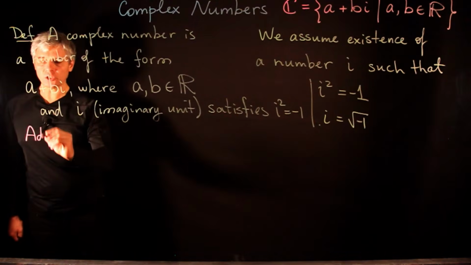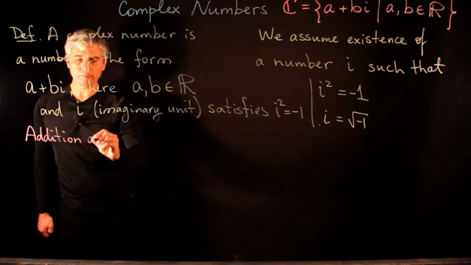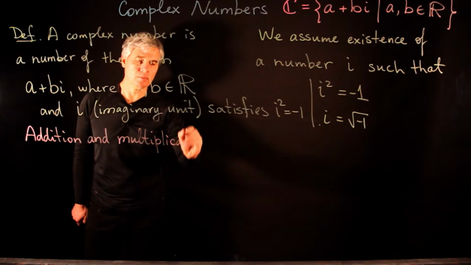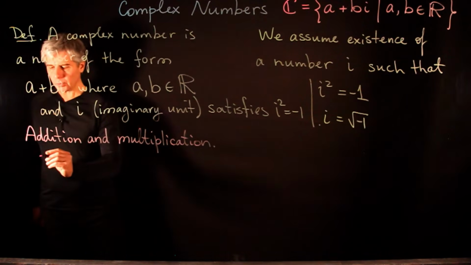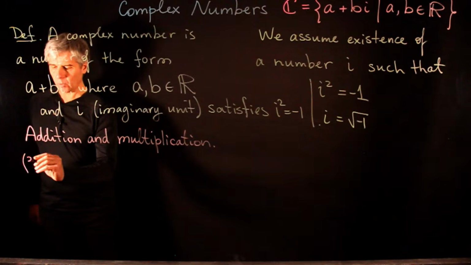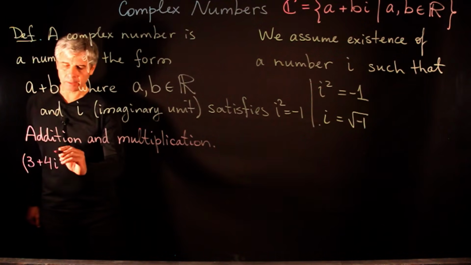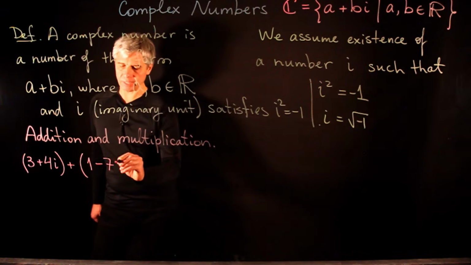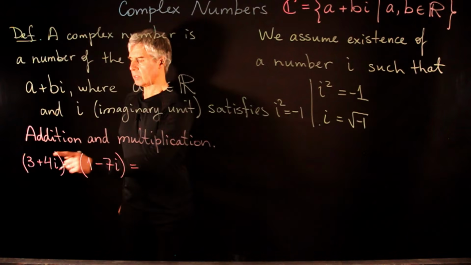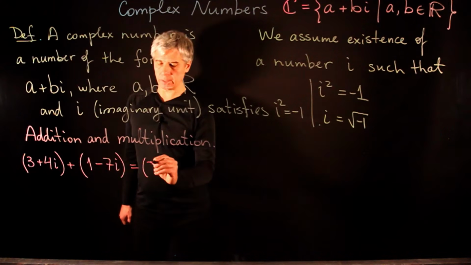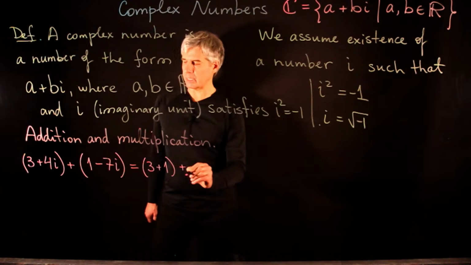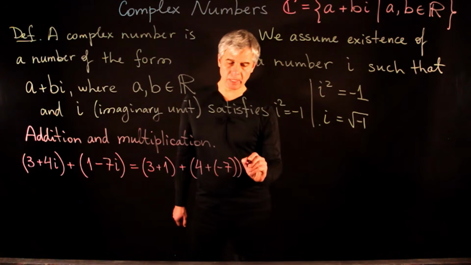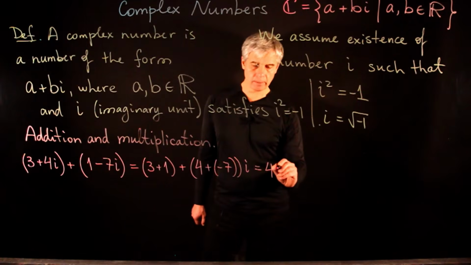Let us discuss addition and multiplication for complex numbers. Suppose we need to add two complex numbers. One is 3 plus 4i, and the second complex number is 1 minus 7i. So what we do is we carry out addition component-wise. So we write this is 3 plus 1, plus 4 plus negative 7 times i. And so this will be 4 minus 3i.